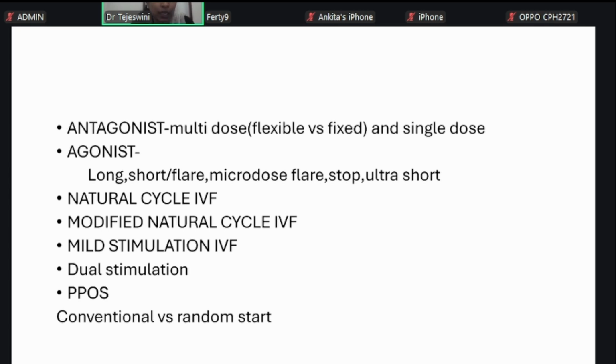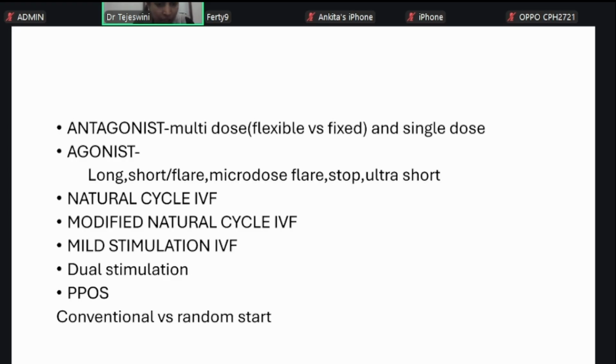So these days we are hearing a lot about random start protocols. So what exactly are these random start protocols? In conventional cycles of stimulation, we start the gonadotropins either on day 2 or day 3 of the cycle. But in random start protocols, irrespective of the cycle, say in those with PCO with irregular cycles, you need not wait for her to get the cycle. You can just do an ultrasound, and if you find follicles are synchronized and the largest follicle is less than 10 mm in size, then you can straight away start the stimulation irrespective of the cycle.